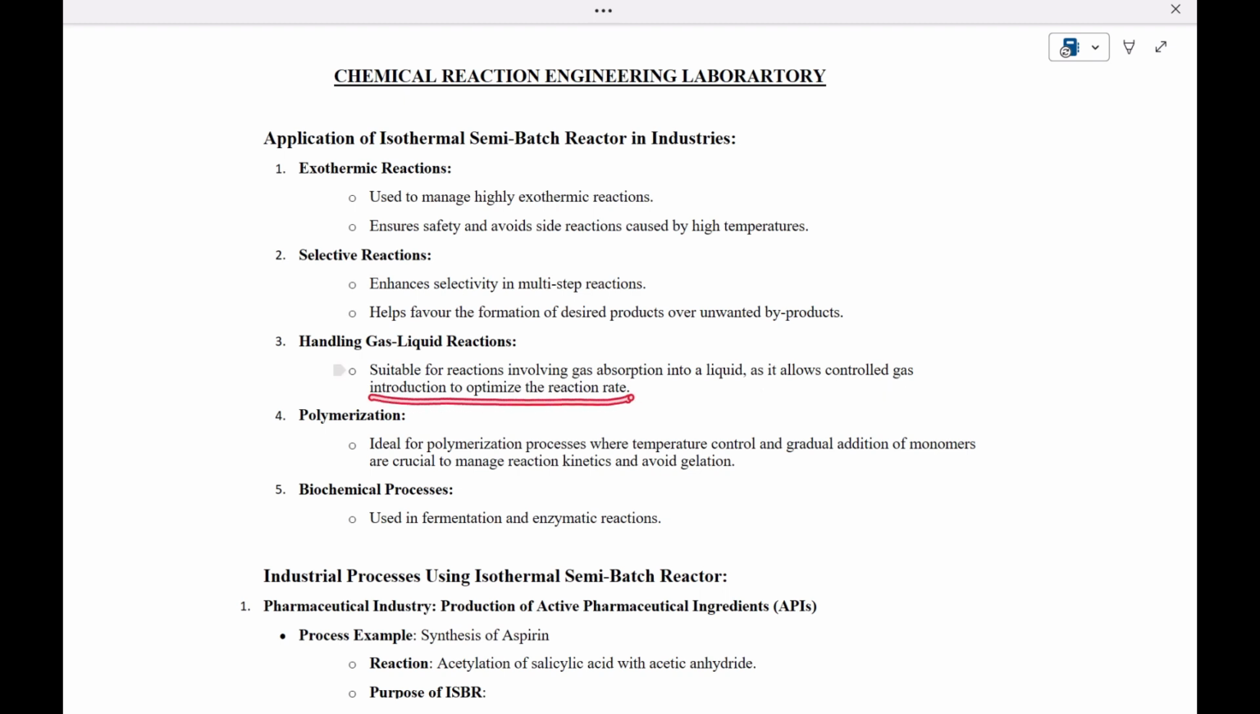Fourth one is polymerization. It is ideal for polymerization process where temperature control and gradual addition of monomers are crucial to manage reaction kinetics and avoid gelation. It offers the gradual addition of monomers and initiators which help us to get the desired product. Fifth one is biochemical process. It is used in fermentation and enzymatic reactions where controlled feeding of substrate ensures optimal growth conditions for microorganisms or enzymes.